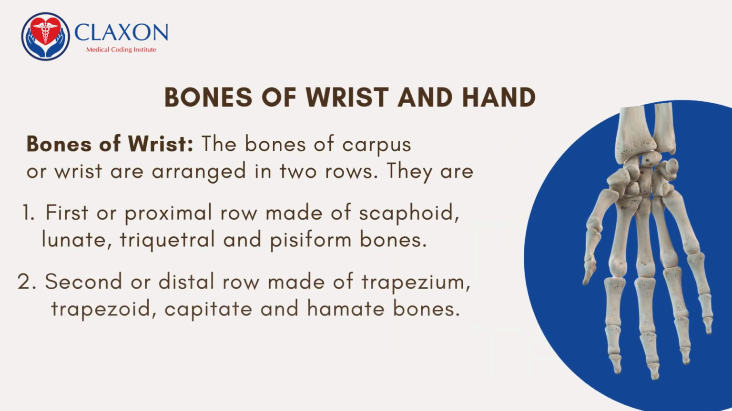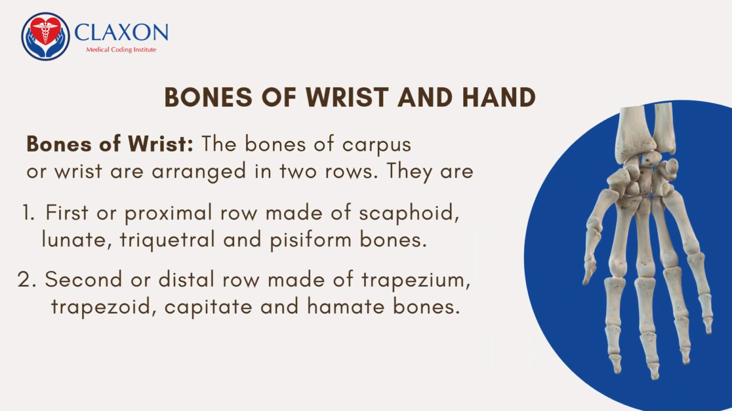Bones of wrist and hand. Bones of wrist. The bones of carpus or wrist are arranged in 2 rows. They are: first or proximal row made of scaphoid, lunate, triquetral and pisiform bones. Second or distal row made of trapezium, trapezoid, capitate and hamate bones.